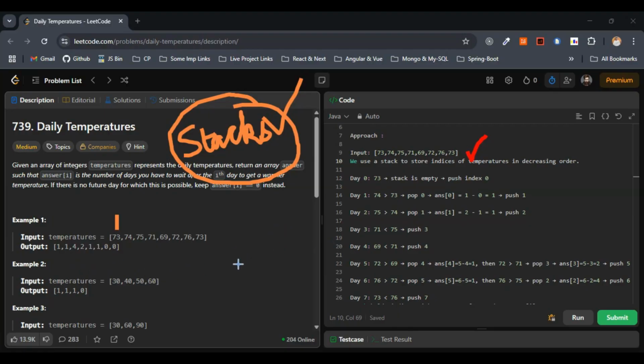We push 73, that is index 0, onto the stack. So now 73 is in the stack. On day 1 we have the value 74.